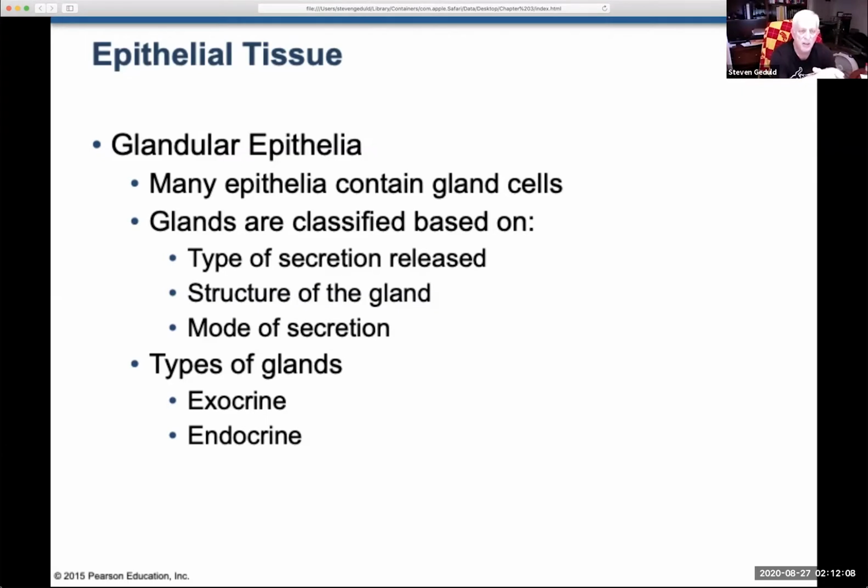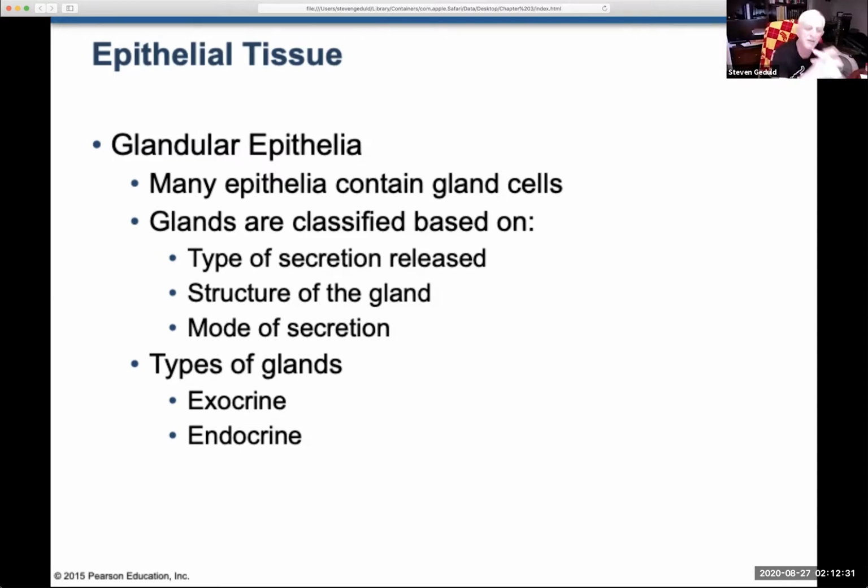All right, glandular epithelium. We have glands in epithelial tissue. Many epithelial tissues contain gland cells. Glands are classified based on the type of secretion they release, the structure of the gland, how it's physiologically shaped, and the mode of secretion, what type of secretion it undergoes, how it releases its products into the target area.